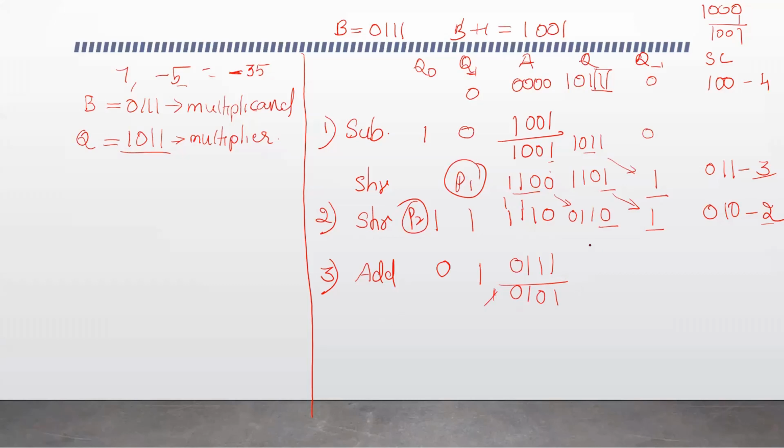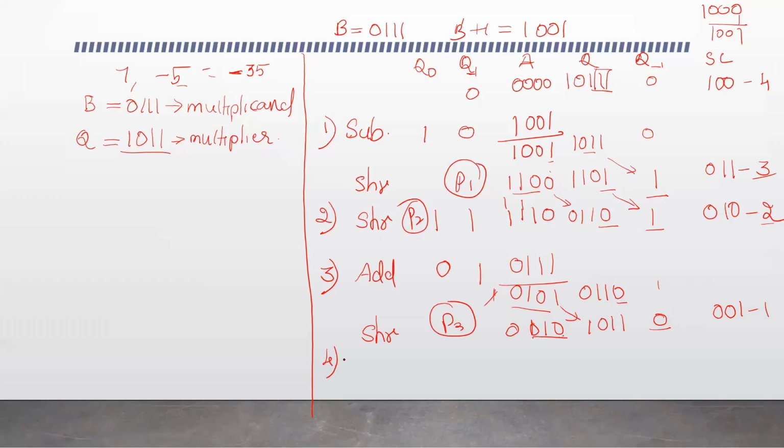Let's write the value of this register also, and Q is 1 already. The next operation we perform here is shift right. When we shift right, 0 1 0 1 0, these 3 bits stay here, and this 1 moves to the next position. So 1 0 1 1, and the 0 moves to Q minus 1. This is our third partial product, and we decrement SC by 1, so you get 0 0 1. The value of SC is 1.